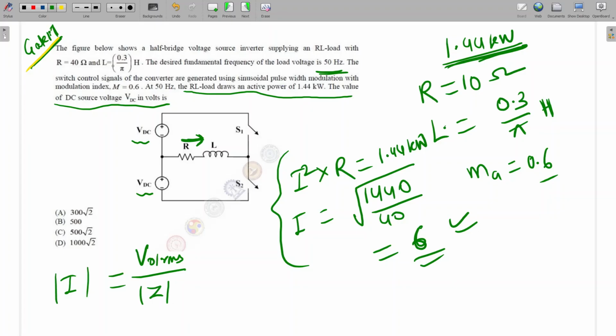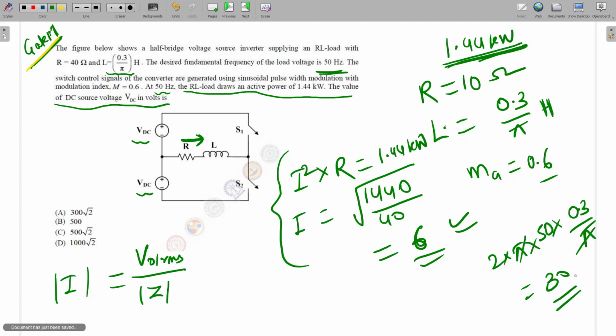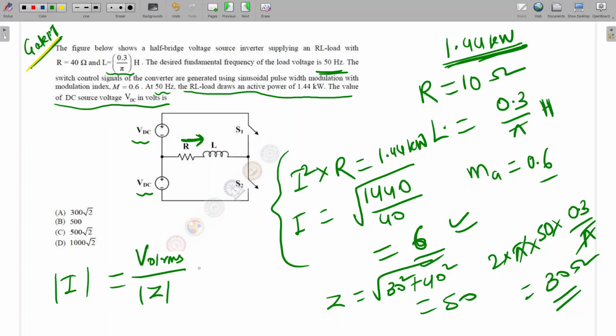And what will be the X value here? Since the frequency is 50, so 2 into pi into 50 into L, 0.3 by pi. Pi will cancel. How much will it be? It will be 30 ohm, sir. 30 ohm. Okay. So what will the Z value be? Z will be root of 30 square plus 40 square. 50, sir. We are getting 50. So Z we got.